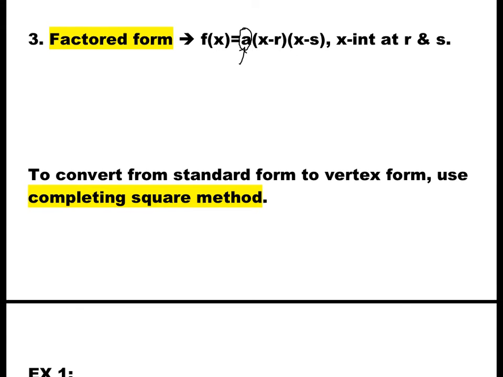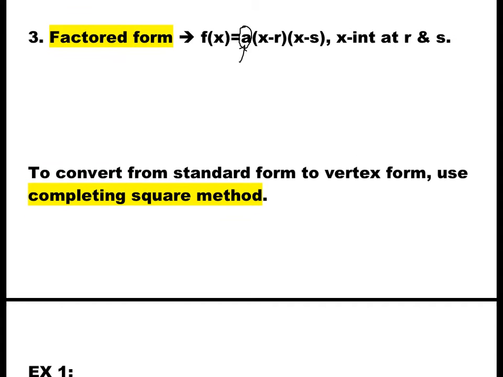Now the last thing that you have to remember is if the quadratic equation is in standard form, we can change it to vertex form using the completing the square method or using the shortcut, which is, if you remember, the x coordinate of the vertex is minus b over 2a. When we find the x coordinate of the vertex, we substitute it back in the equation to find the y coordinate of the vertex. So you can use either of these two methods to find the vertex form of a quadratic function.